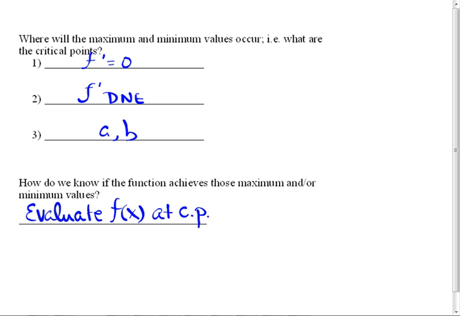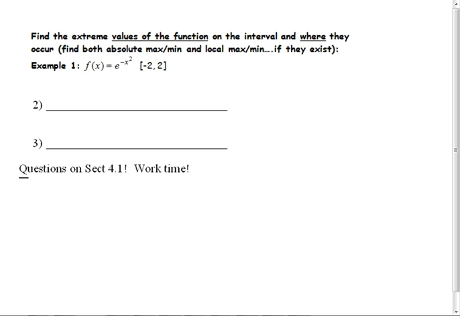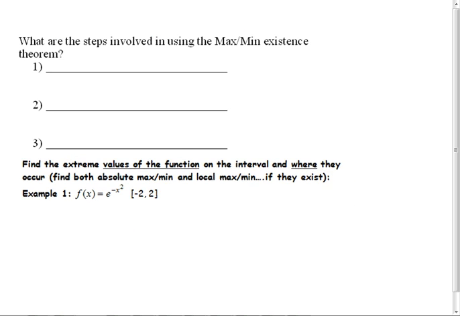So my next slide, we'll just quickly summarize it. What are the steps? First, see if it applies. Max, min, existence theorem. Does it apply? I look for the closed intervals. That's how I do it.